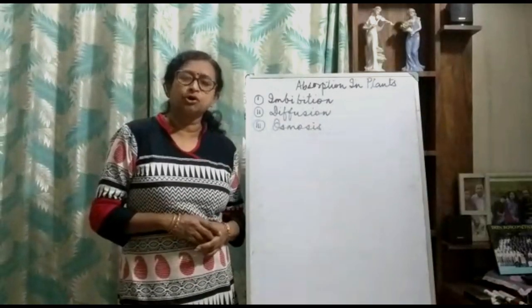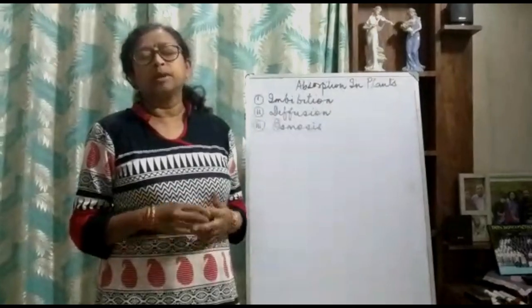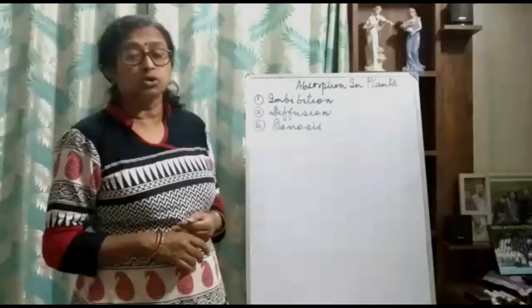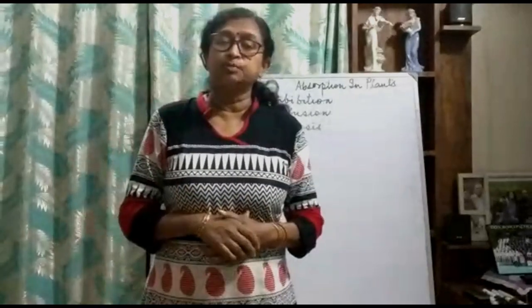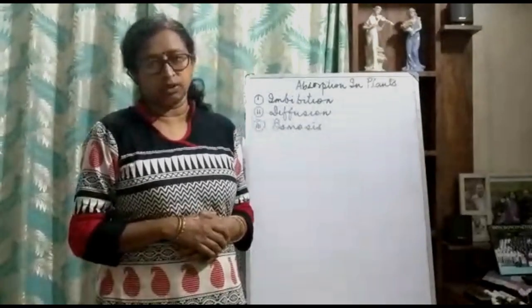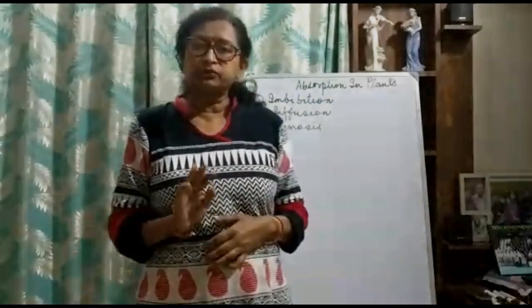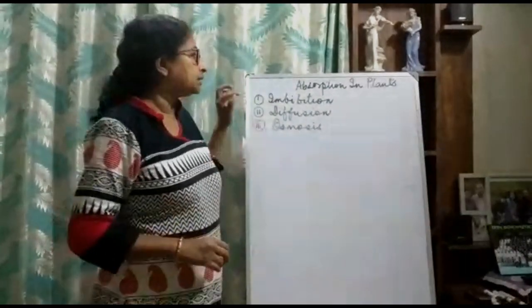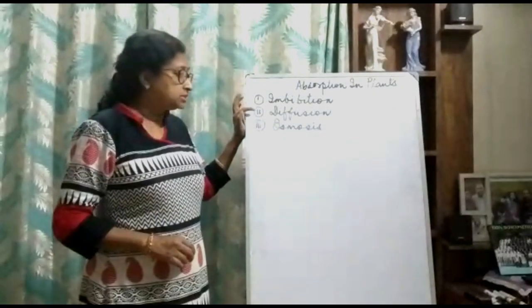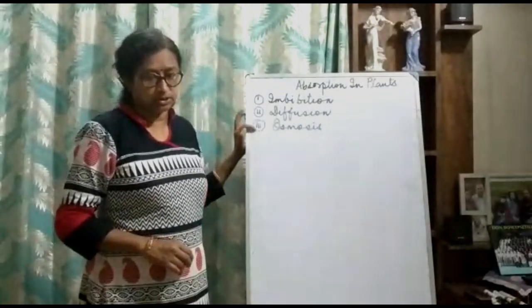Students, have you ever thought how plants absorb water from the surrounding? What is the mechanism by which plants take up water from the surrounding? Primarily, there are three phenomena by which a plant does this. They are imbibition, diffusion, and osmosis.